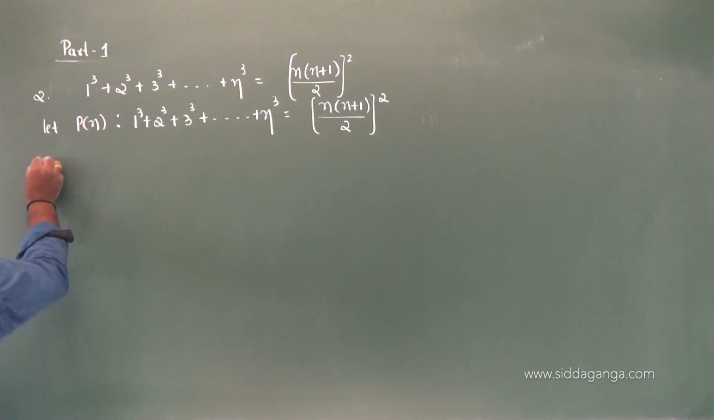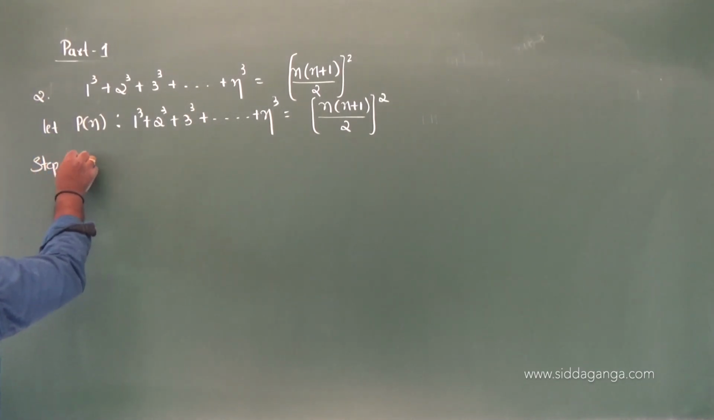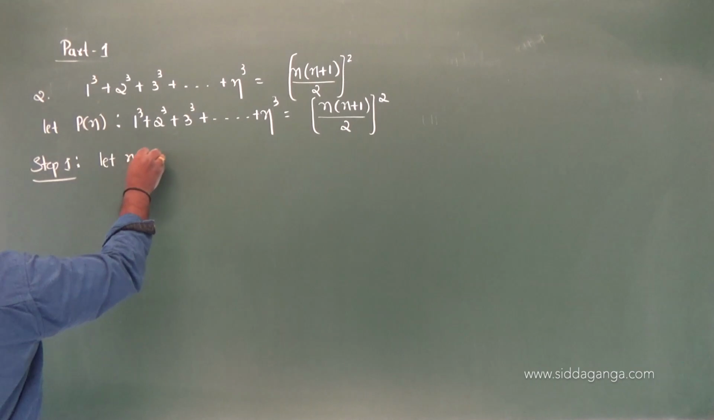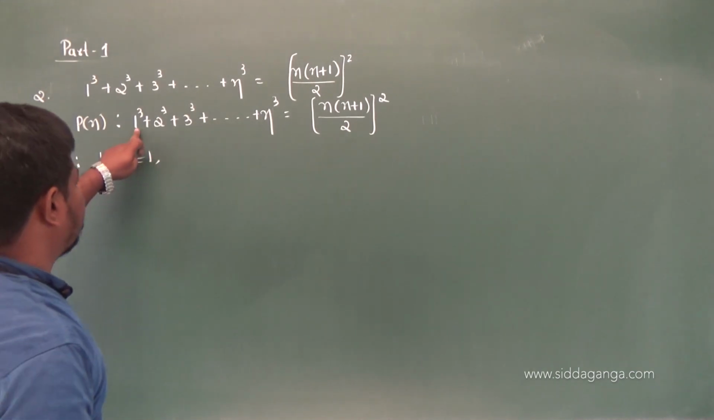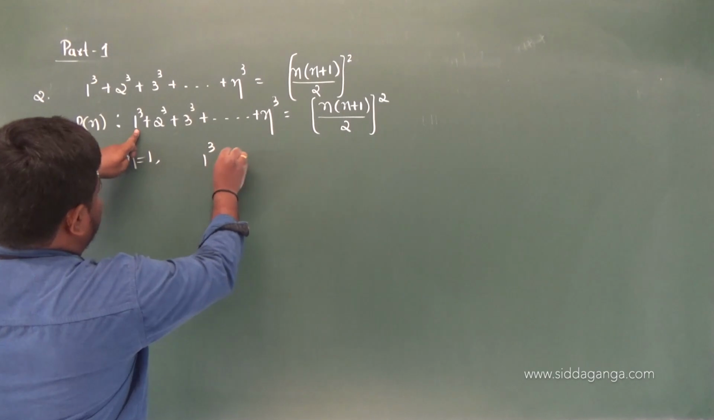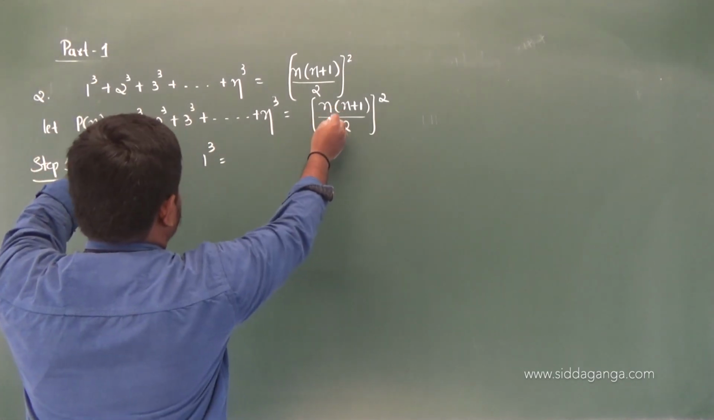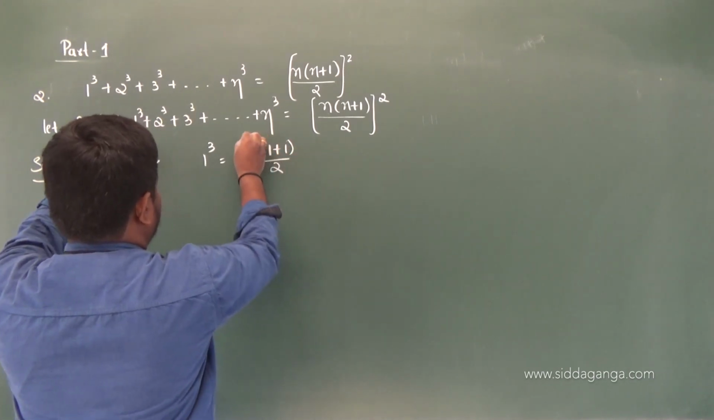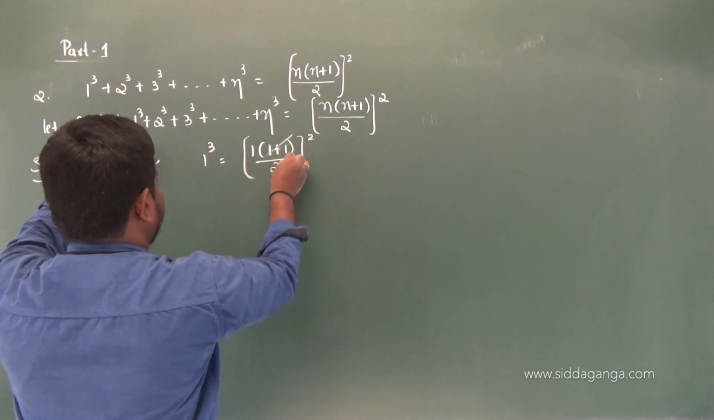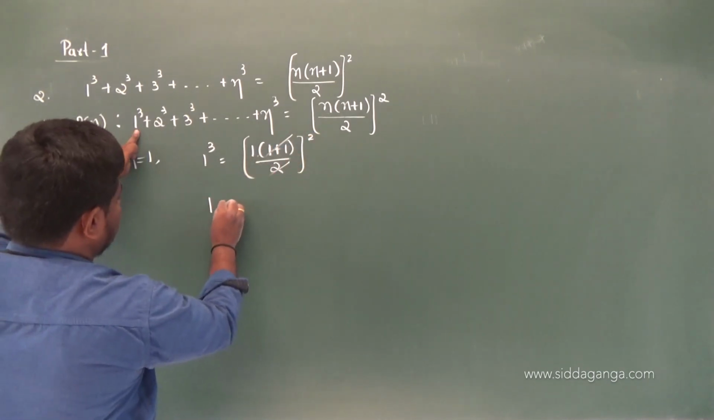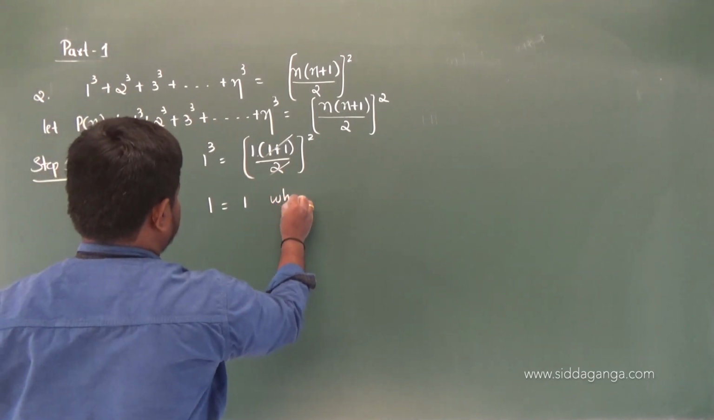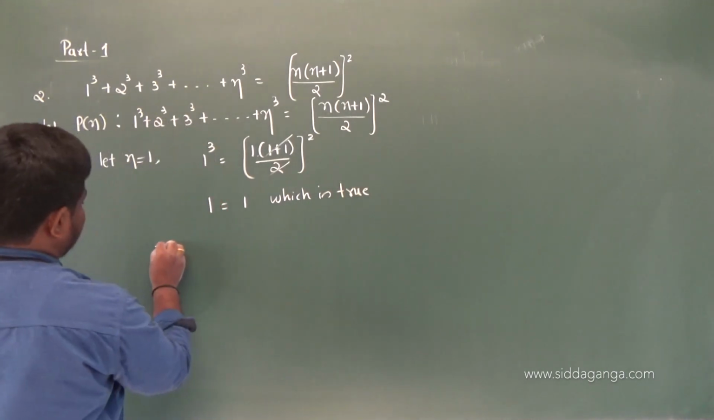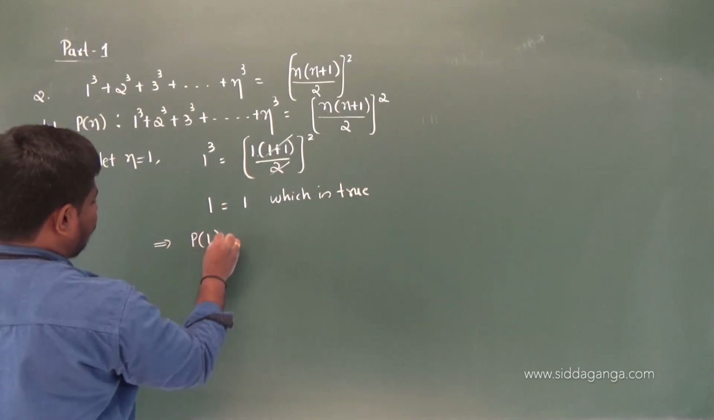Next step is what? Take it as step 1, or no need to write this, your choice. Let n is equal to 1. Yes, in the LHS you take first term, that is what? 1 cube is equal to, in RHS substitute in place of n 1. So 1 into 1 plus 1 by 2 whole square. So 2 get cancelled, you get 1 square. 1 square is equal to 1 cube, that is what? 1 is equal to 1, which is true. This implies P of 1 is true.